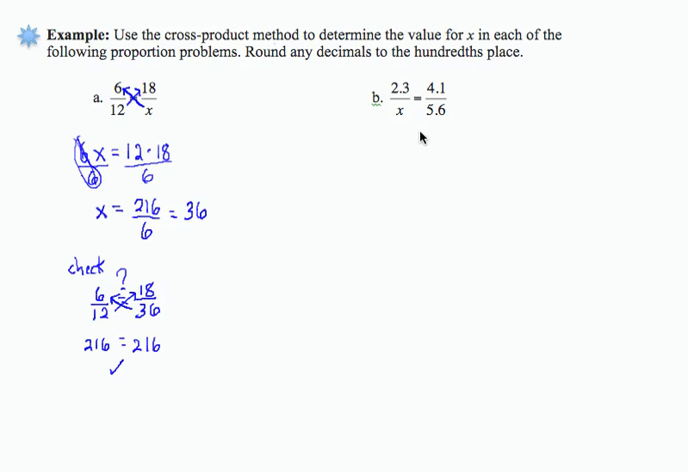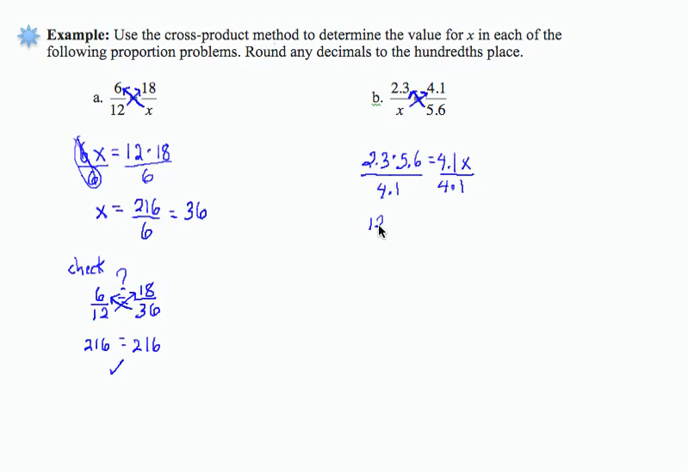For the second problem, I'm going to use the same kind of approach. My x is in the bottom, so I'm going to have to multiply across in both directions. So I have 2.3 times 5.6 equals 4.1 times x. I'm going to divide both sides by 4.1, and that's going to allow me to determine the value just for x.